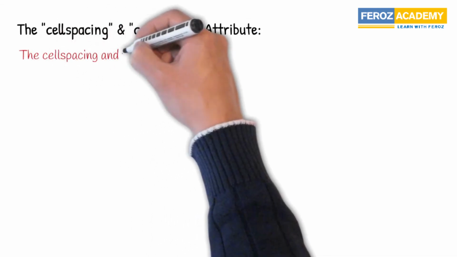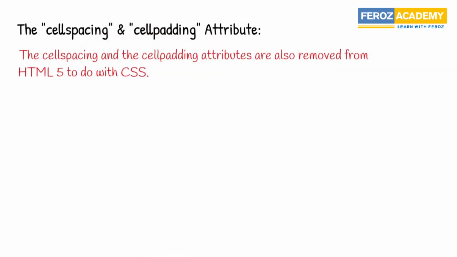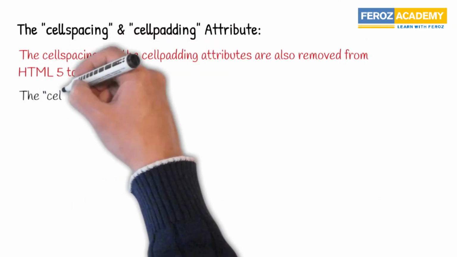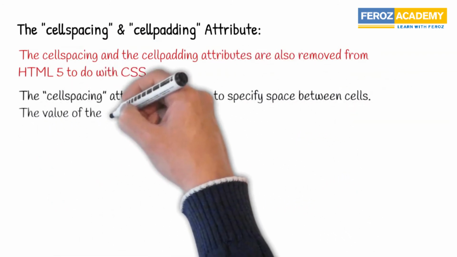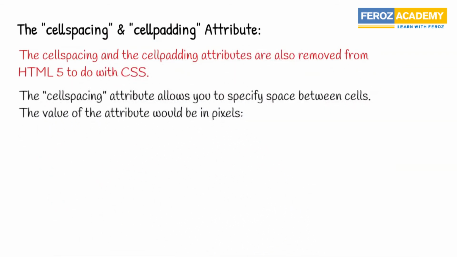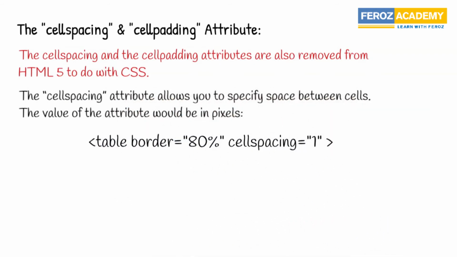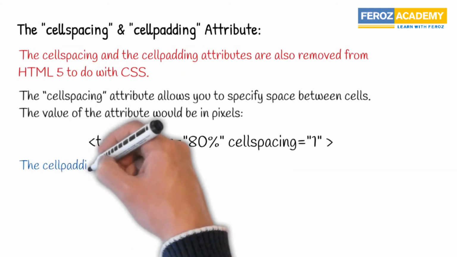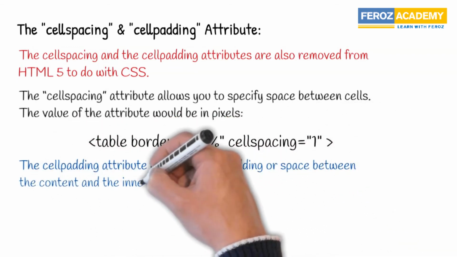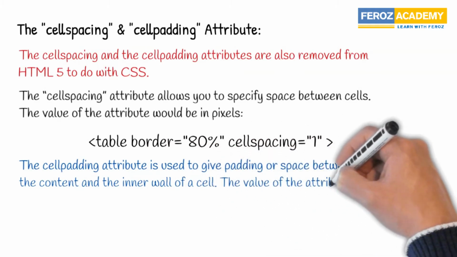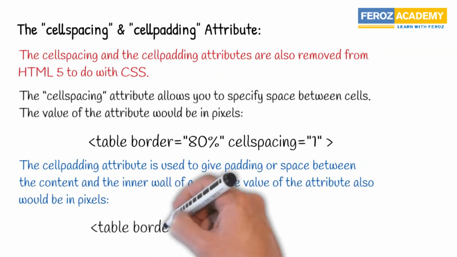The cellspacing and the cellpadding attributes are also removed from HTML5 in favor of CSS. The cellspacing attribute allows you to specify space between cells. The value of the attribute would be in pixels. The cellpadding attribute is used to give padding or space between the content and the inner wall of a cell. The value of the attribute also would be in pixels. Let's see the example.